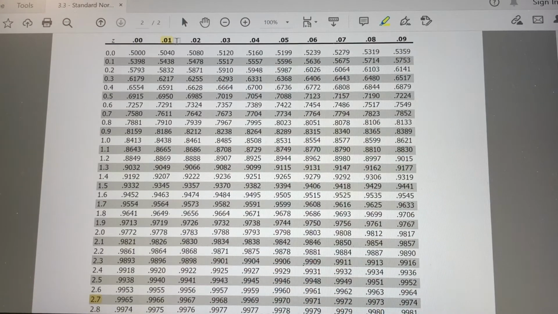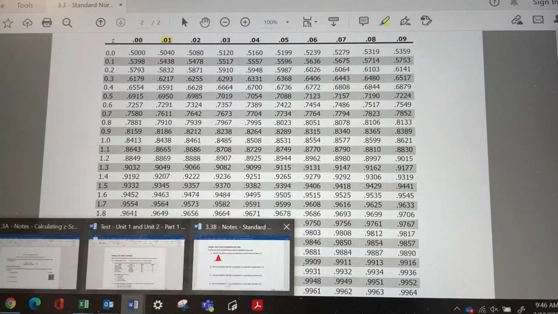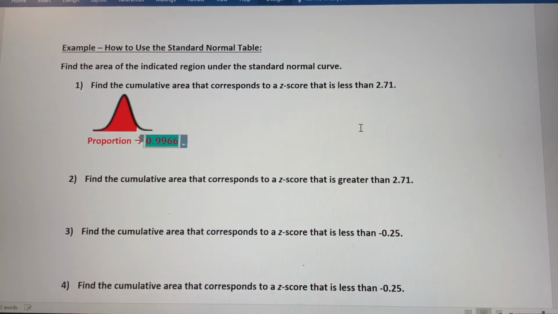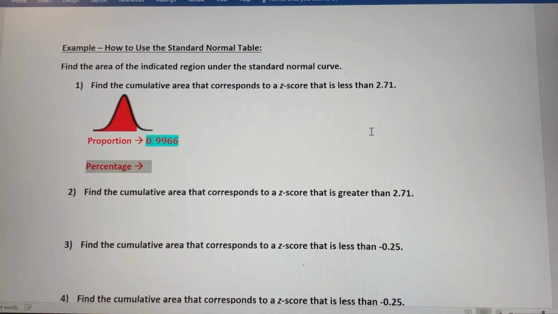So what I want to do is see where this column and this row intersect, and that's going to give me the proportion. The proportion that corresponds to a z-score of 2.71 is 0.9966. So let's go back to our Word document here, and our proportion is going to be 0.9966, and we got that directly from the table. Now we can convert that to a percentage just by moving the decimal place 2 times to the right. So about 99.66% of all values in this data set would have a z-score of less than 2.71.